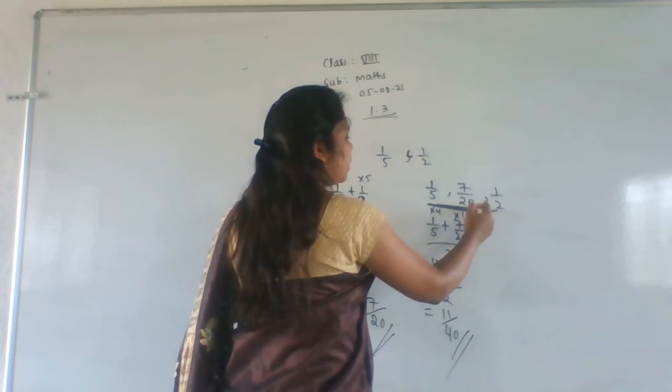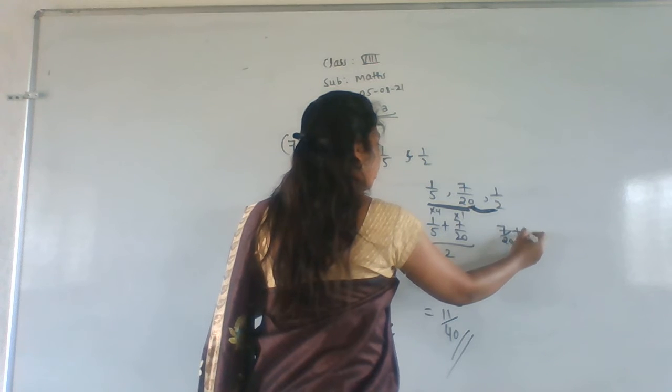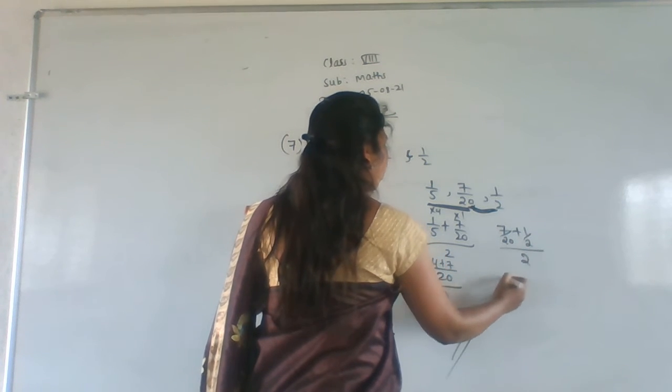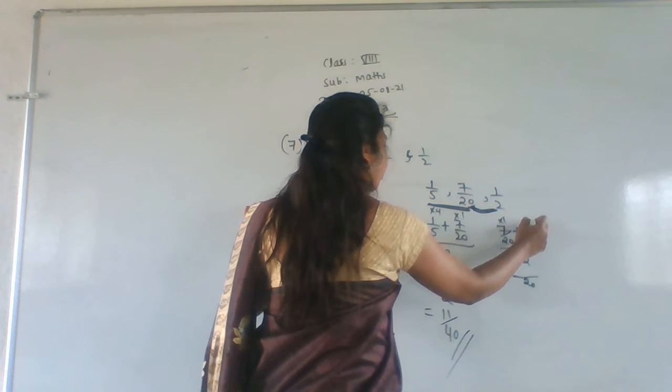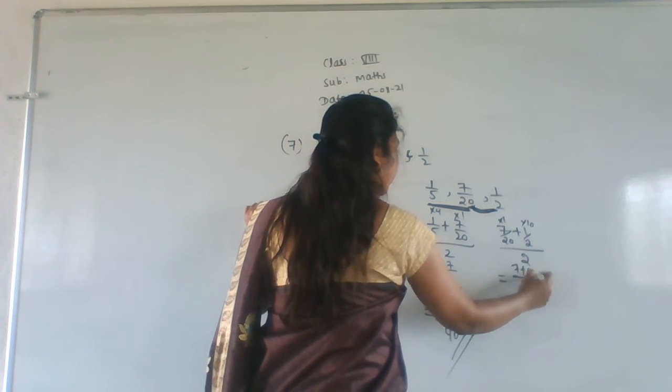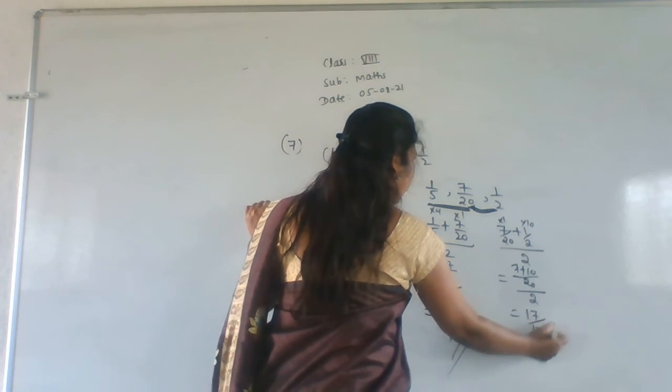Okay. Next consider these two, that is 7 by 20 plus 1 by 2 divided by 2. That will be LCM here 20. 1 20 is 20, 2 10s are 20. 7 plus 10 here, divided by 2. That is 17 by 40 is the answer.